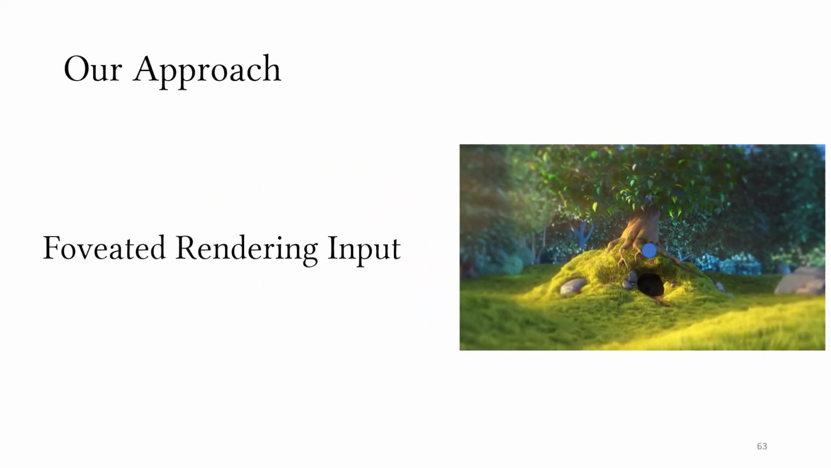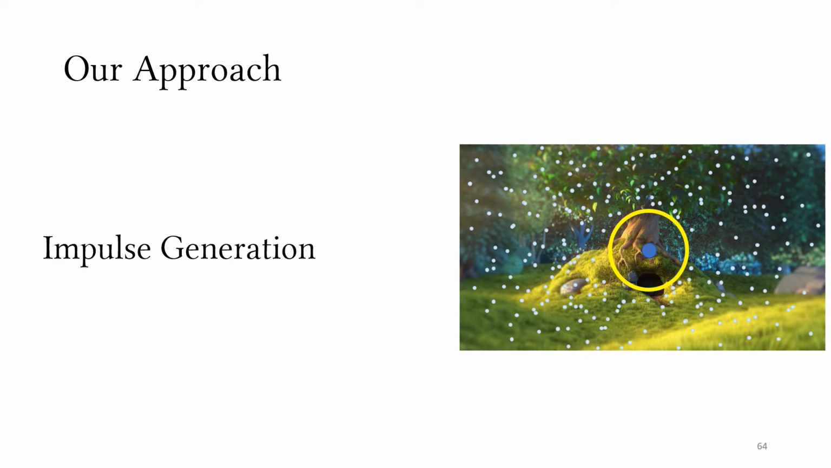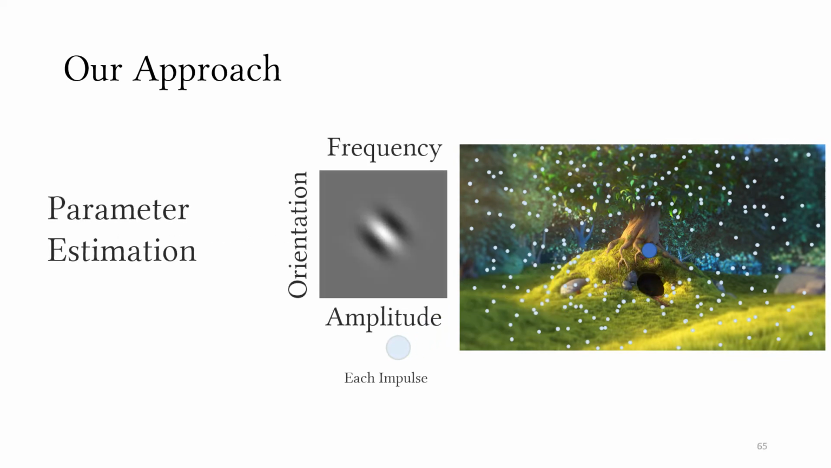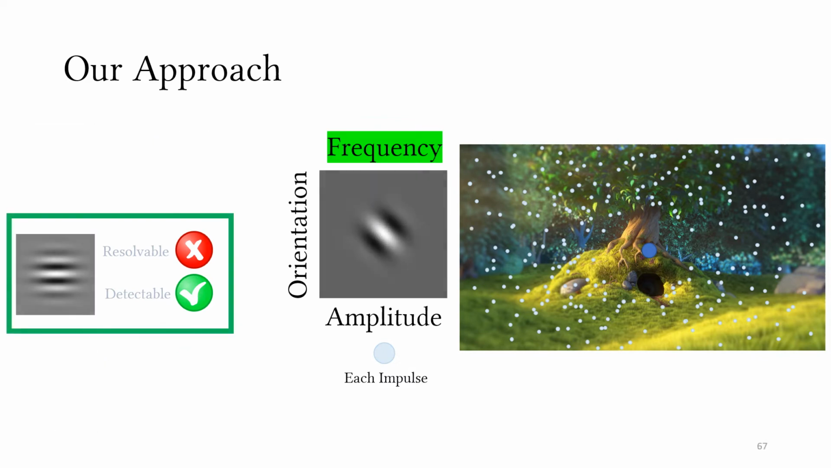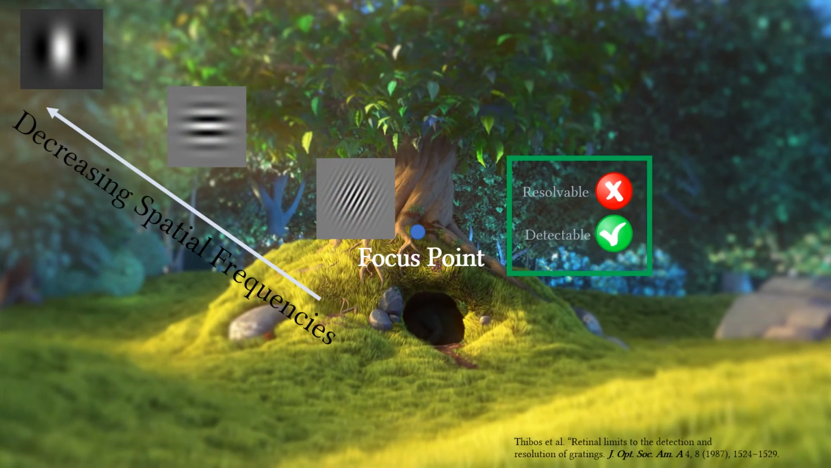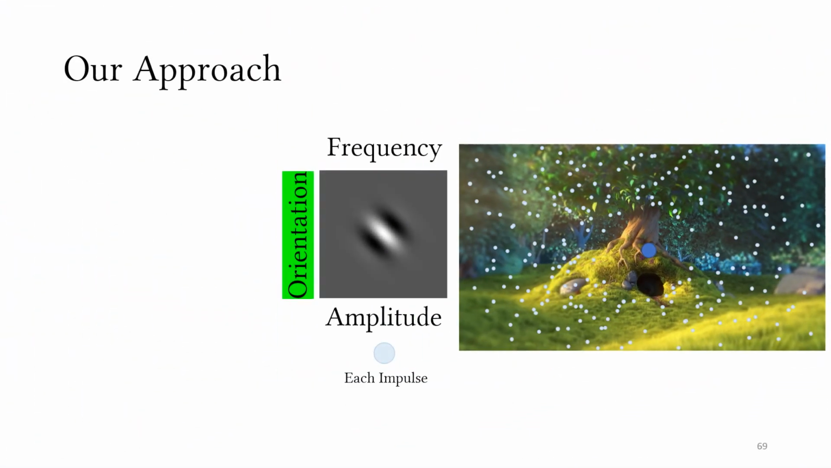Firstly, we take a foveated rendering image as input and sample impulses to act as seeds for our noise. Now, we have to estimate content and perception dependent parameters for our Gabor patches corresponding to each of these impulses. For the frequency, it is important to remember that we aim to synthesize spatial frequencies that are detectable but not resolvable, as we do not want the observers to be able to resolve that the content we add is unnatural. For this, we rely on psychovisual studies quantifying human spatial frequency resolvability as a function of eccentricity. It can be seen that the limits shift toward lower spatial frequencies as the eccentricity increases.